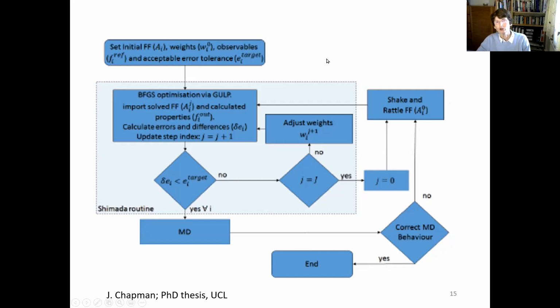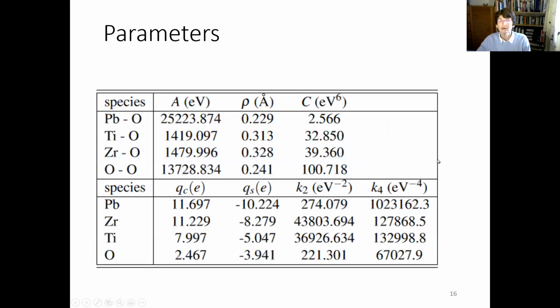So basically what I'm showing you this for is that you have to go around the loop many times just to fit one of these properties. And then you want to add different properties as you go along. So at the end of the day, we get potentials that work.